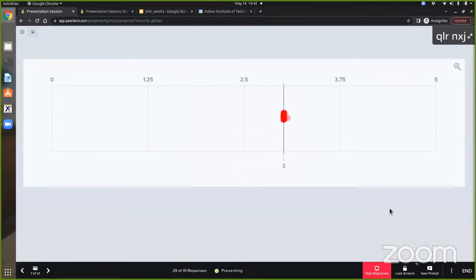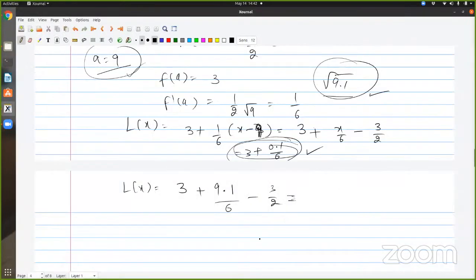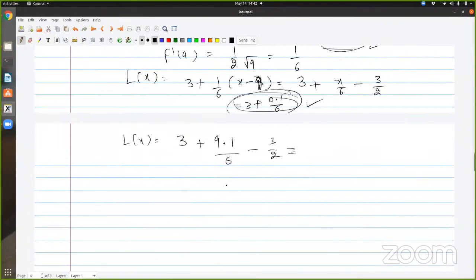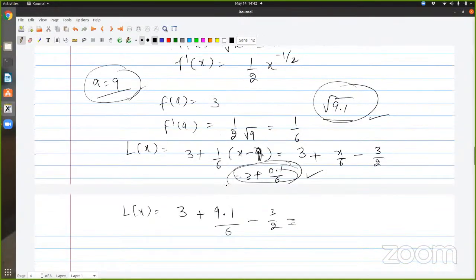If the given thing is root 10, then should we take quadratic? No, again, square root of 10, right? Why should you take it? Because if you take a equal to 9, then the difference is a little higher. So in that case, when you put x equal to 10 in this equation, you get a value which is not as exact as this one. This one will be more or less the same.